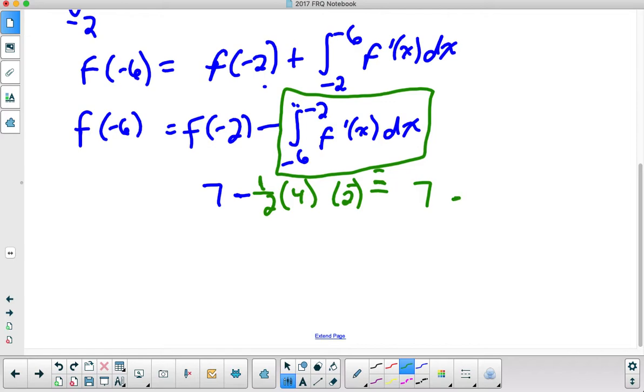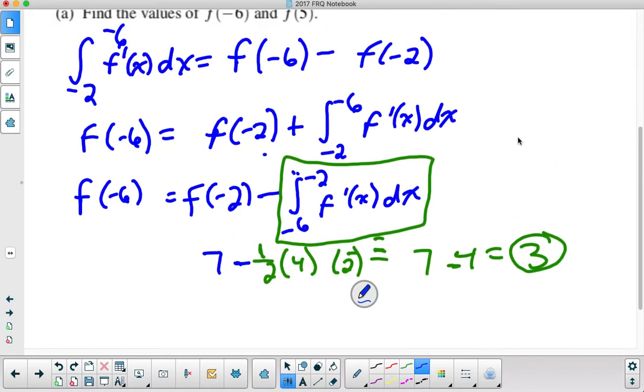7 minus 1/2 times 4 times 2. That's just 4. 7 minus 4 is 3. So there's the first part. At any time during this, feel free to pause, write stuff down, whatever. I'm just going to keep moving along. You guys can pause and go back and forth.